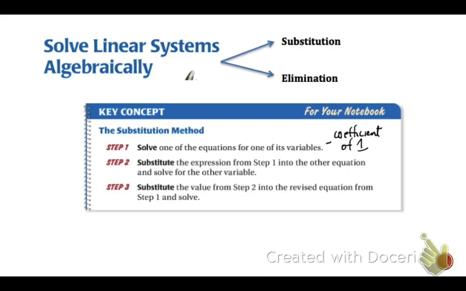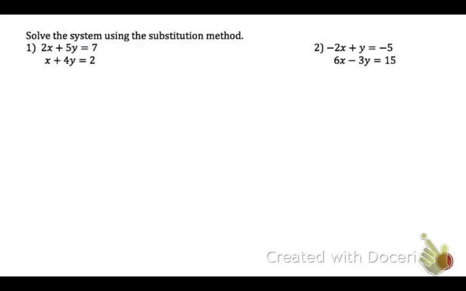And then finally, one more substitution step. You're going to substitute the value of the first variable that you got from step 2 into your revised equation from step 1 and solve. So we'll put this to action and these steps will just become clear. So right now we're just solving by substitution.